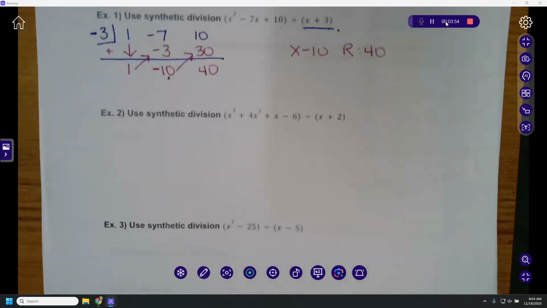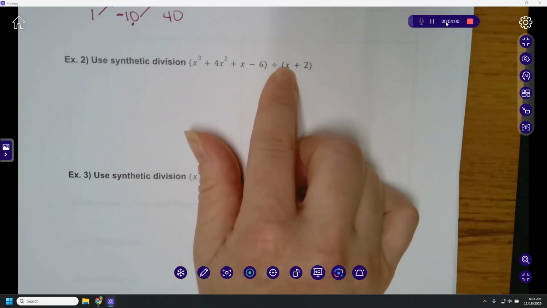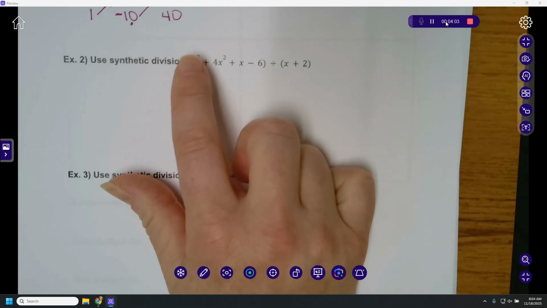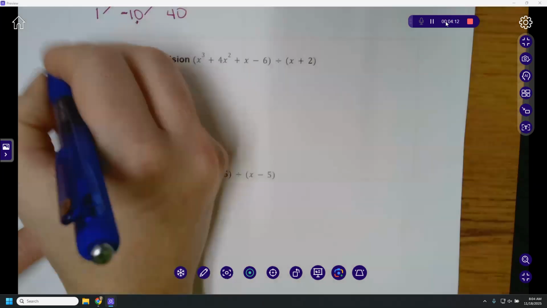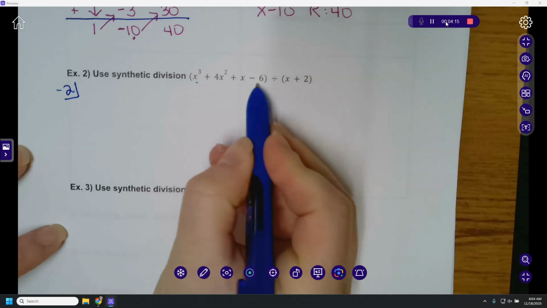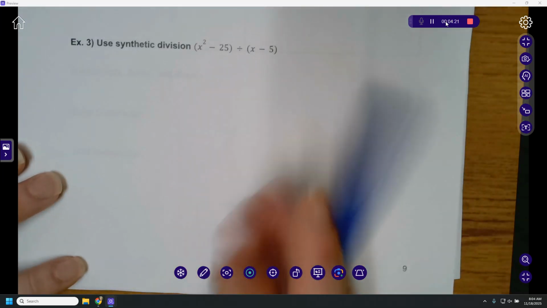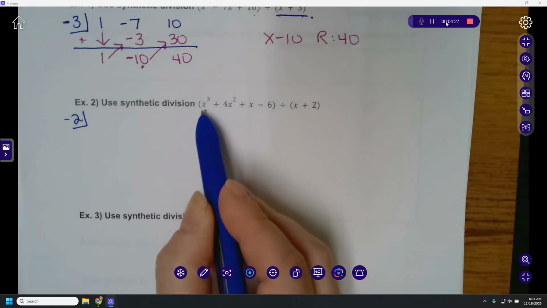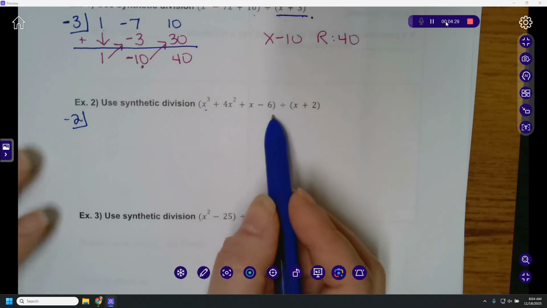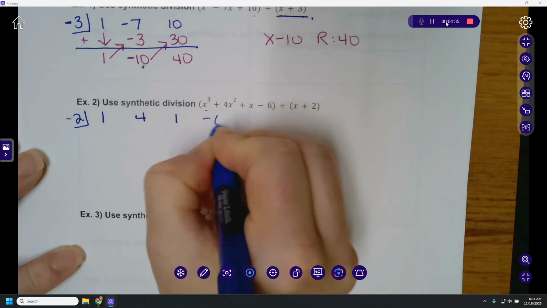All right, let's try it again. This time I have a cubic function. It works the same way, except at the end I'm going to have an x squared function because I'm dividing off an x. So what goes in the box? Negative 2, very good. I also want to check that there are no missing terms. On this one right here, if there is an x term missing, we have to hold the spot. I'll show you that on our next one. Here I have an x cubed, x squared, x. All the terms are there. So I put the coefficients down: a 1, a 4, a 1, and a negative 6.